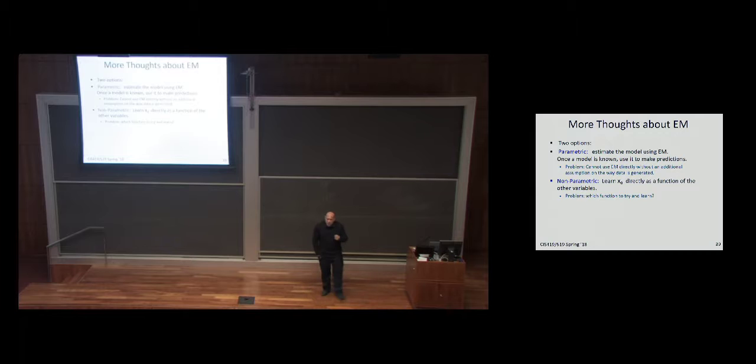Again, what are the parameters of the model? The parameters of the model are the pi z's and the alpha z's. I have also the non-parametric way, which is what you said before, just supervised learning. Learn x0 directly as a function of other variables.